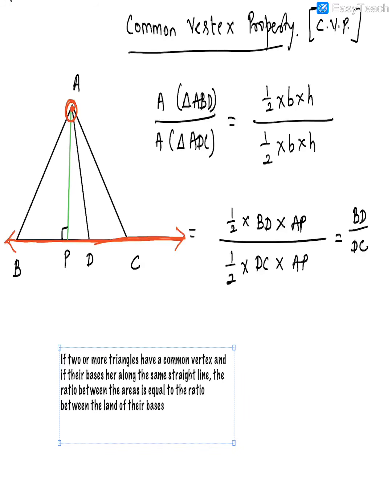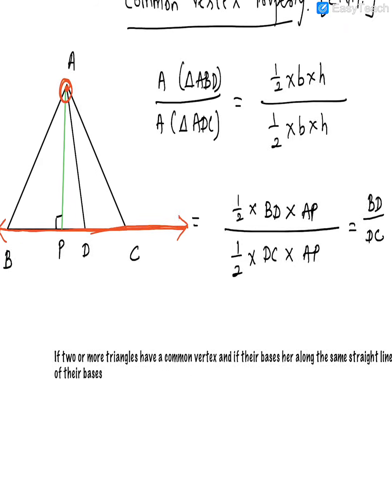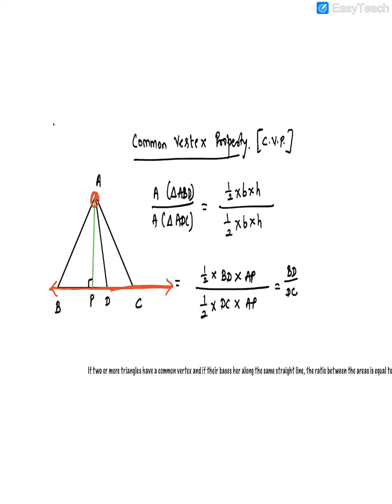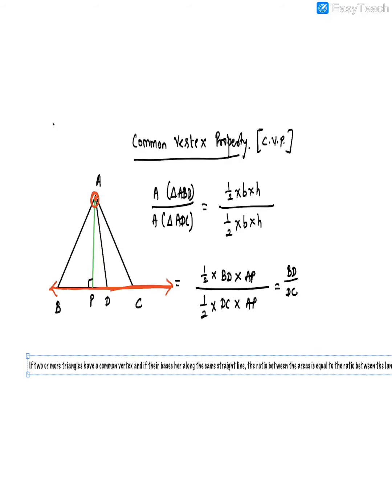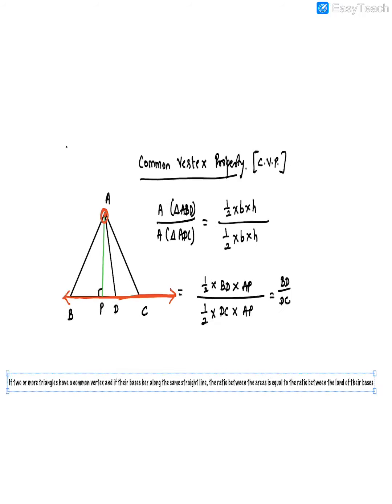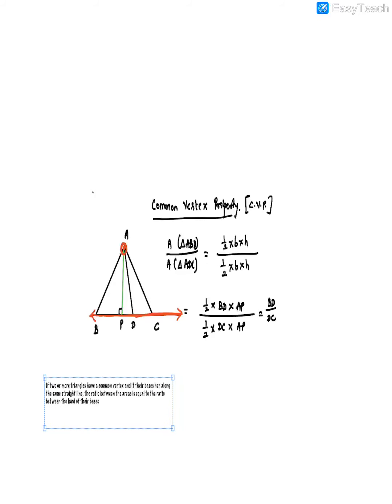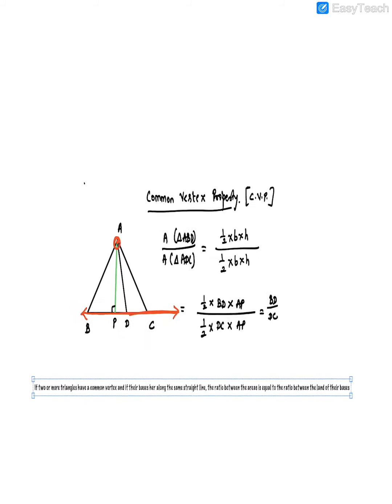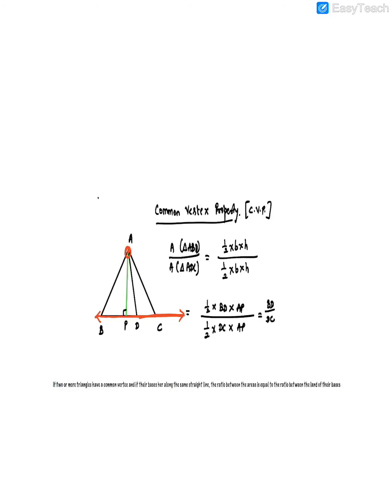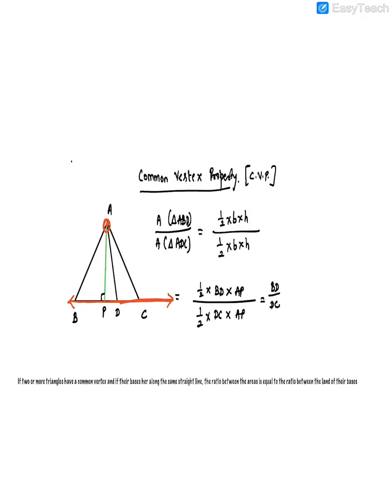If two or more triangles have a common vertex and if their bases are along the same straight line, then the ratio between the areas is equal to the ratio between the lengths of their bases, or you can simply say the ratio of their bases. So got it? This is the theorem that we need to know.